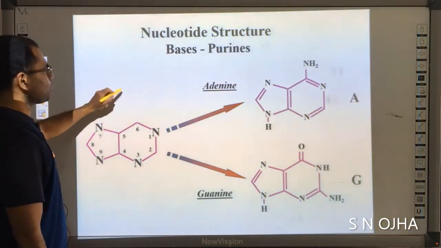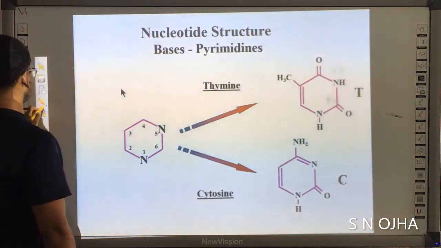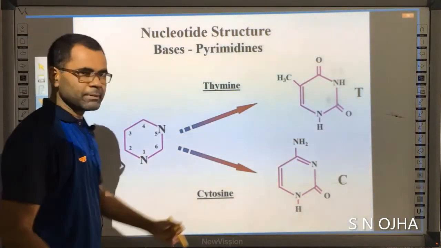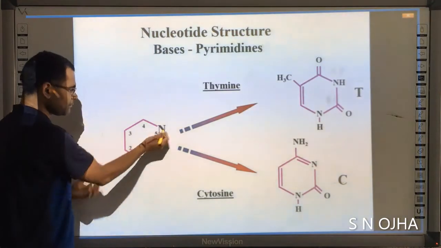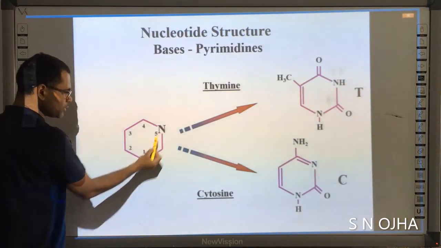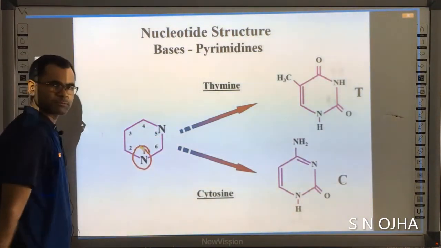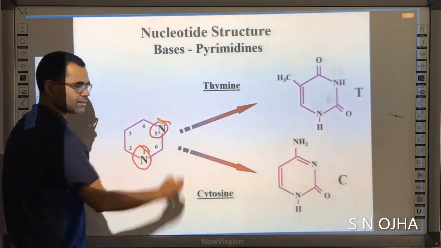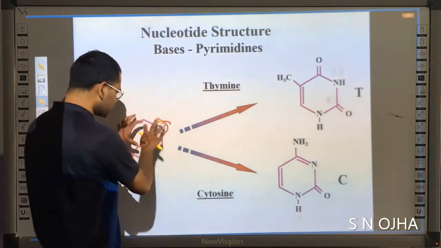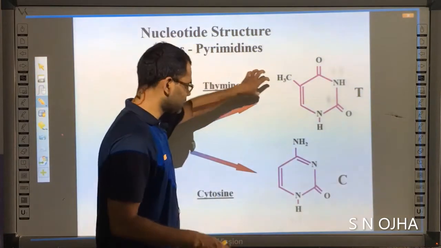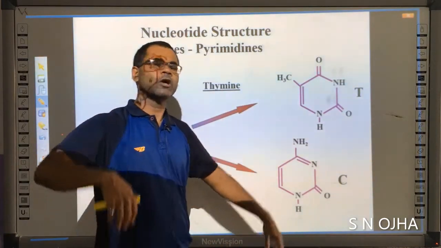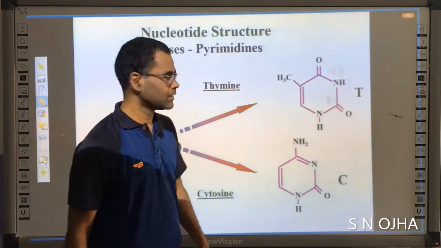Similarly, if we talk about pyrimidines, pyrimidines are monocyclic in nature. In pyrimidine you can see here that there are only two nitrogens. One is present at 1 and another one is at 3rd position. Right. And this skeletal structure is the same whether it is thymine, cytosine or uracil.